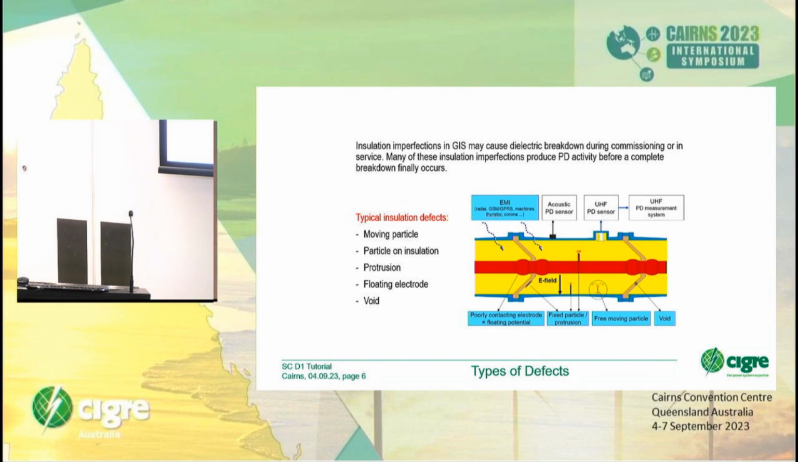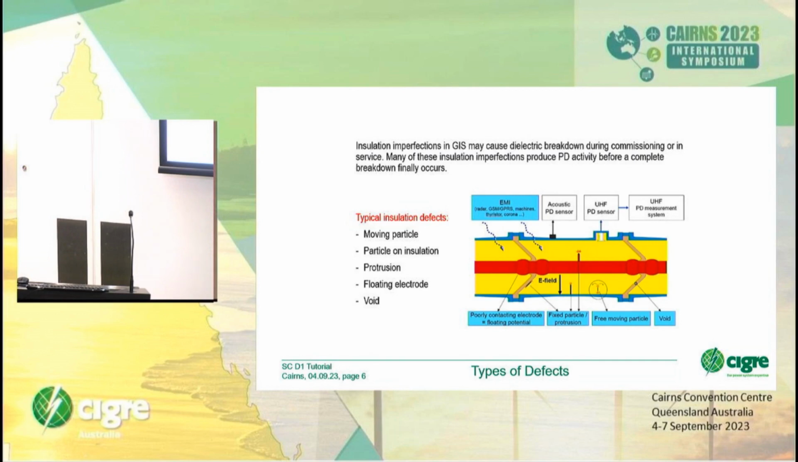We have the moving particle, and we have the particle on insulation. That means such a metallic particle from the machining of all these parts in the GIS is located on an epoxy spacer or an insulating part. We talk about protrusions. It's shown here, I think, and also here on the chamber. This is a very sharp, needle-like defect with a length of 1 or 2 millimeters, which can also cause a breakdown.